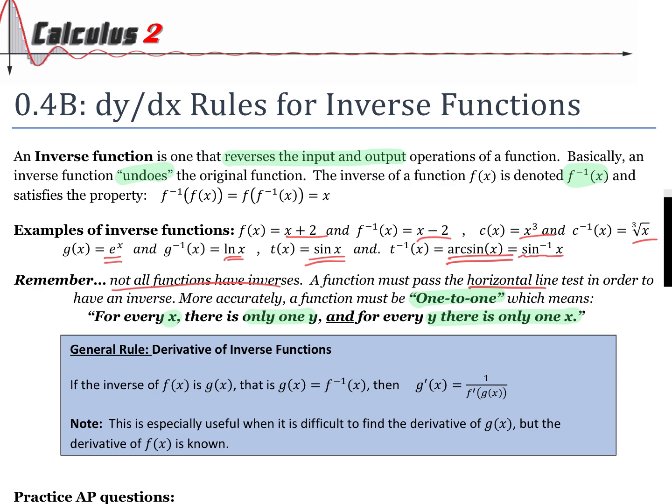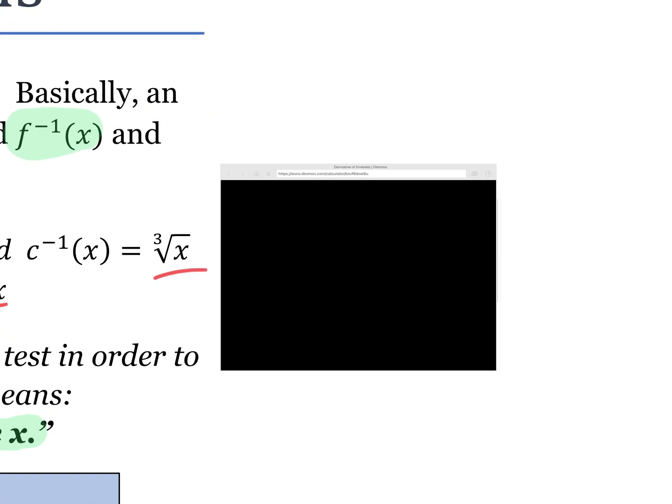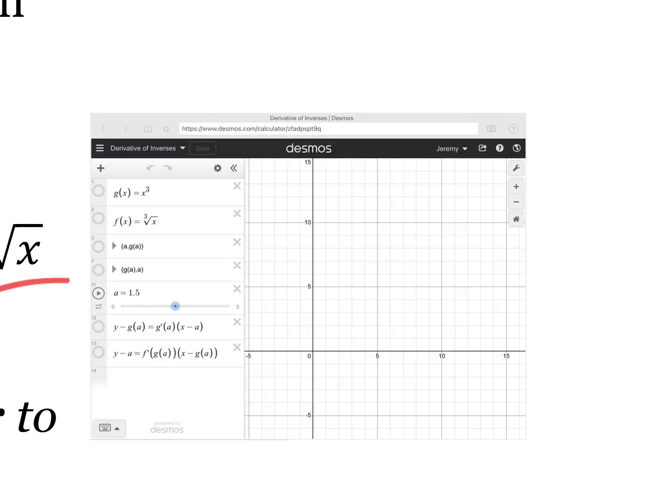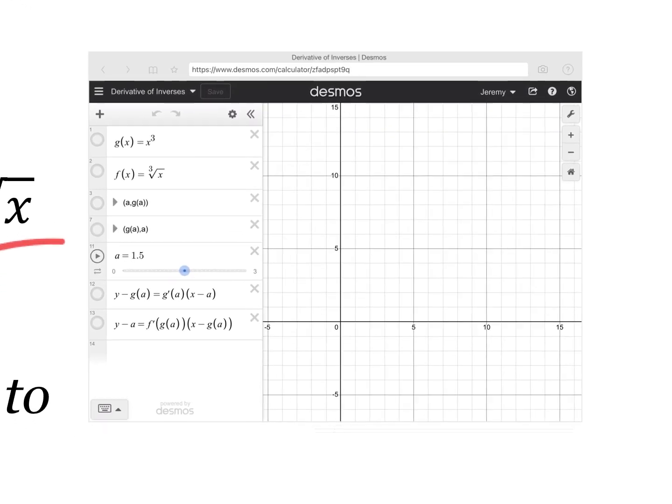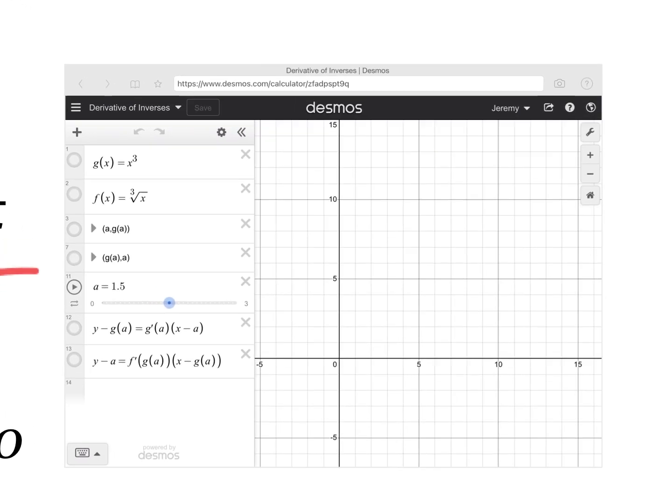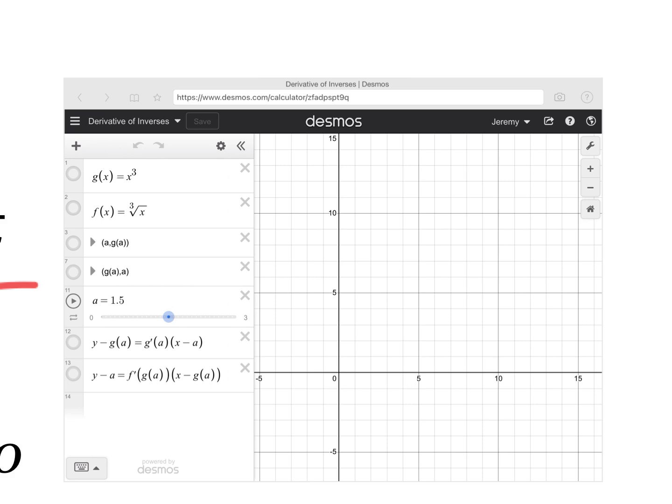All right. Before we look at that rule, let's come over here and take a look at Desmos to give us an idea of what's going on. Let's look at this graphically. So we're going to look at a function here. It needs to be an invertible function. We could pick any function, but let's pick x cubed. That's a nice function. Now notice this is invertible because it passes the horizontal line test and the vertical line test. So it's a function and it's an invertible function.